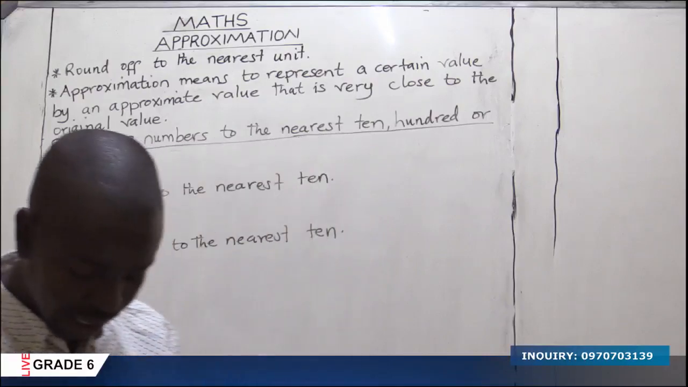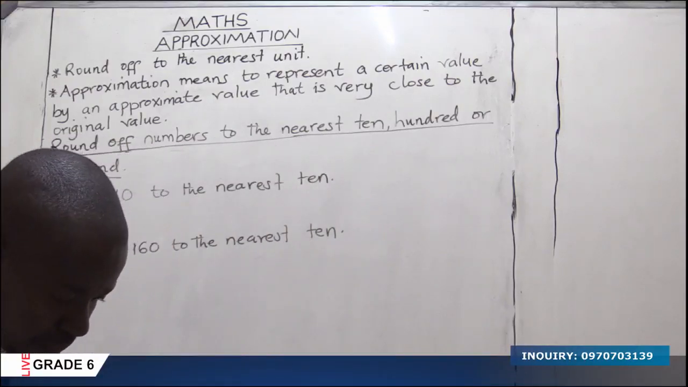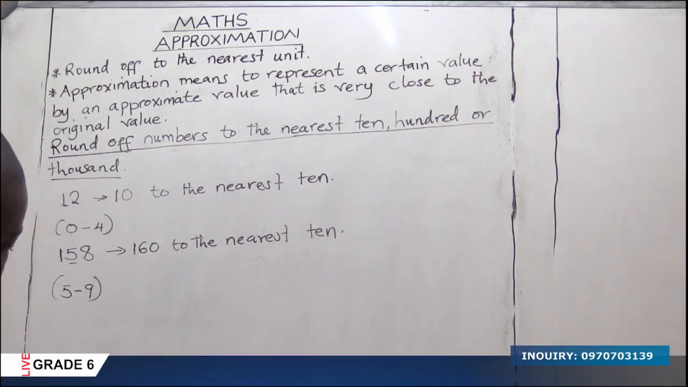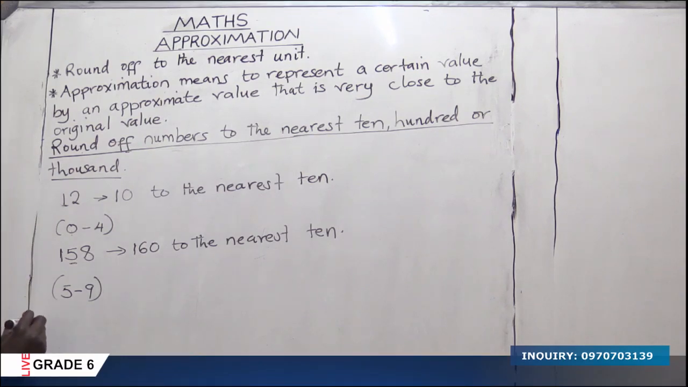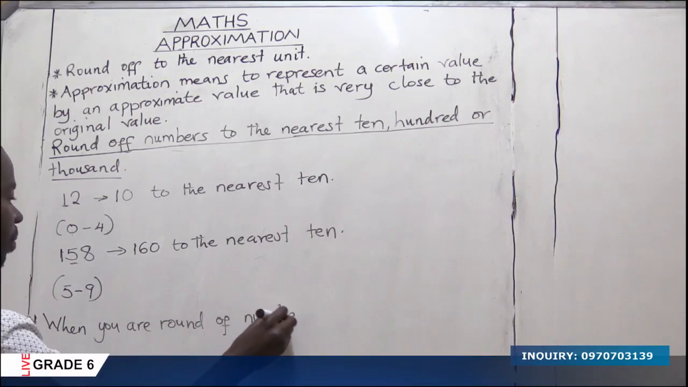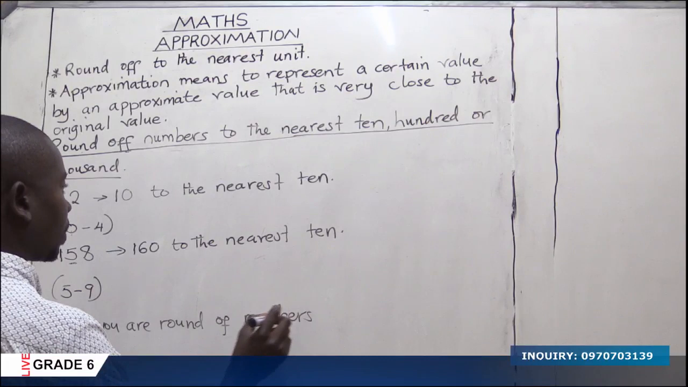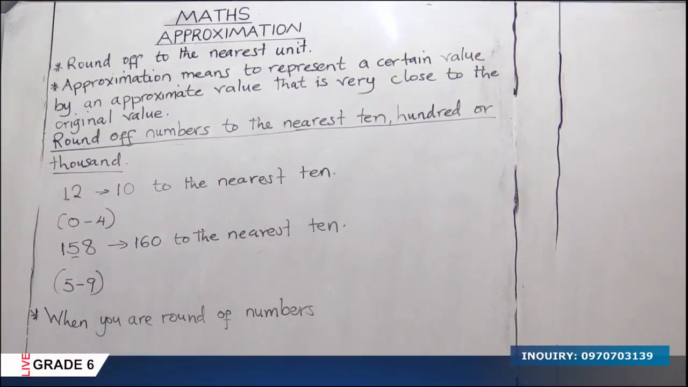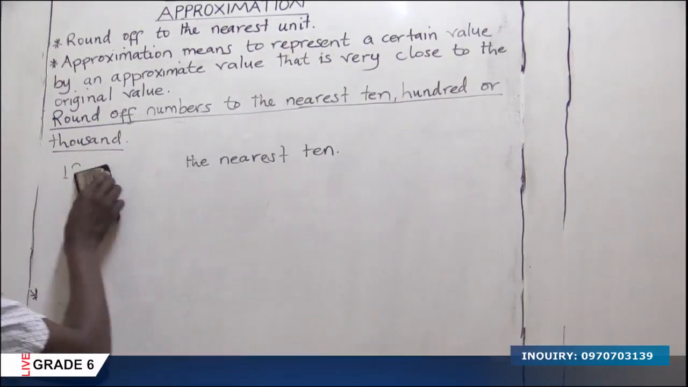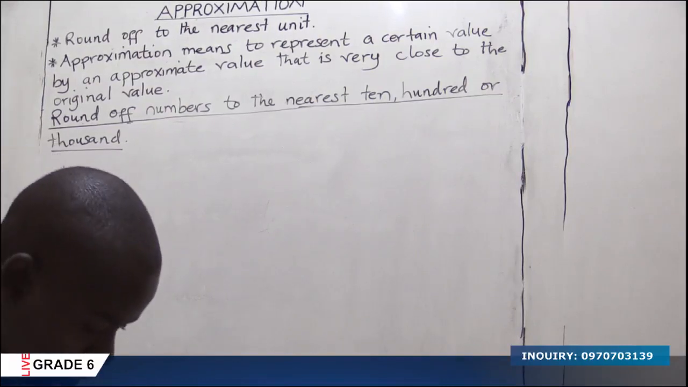Okay, so let's go back to our lesson once again. All right, so when you're rounding off whole numbers to the nearest 10, the last digit is considered. Okay, let me just write this properly, boys and girls, so that you're able to follow properly. Let me just write down some notes for you.